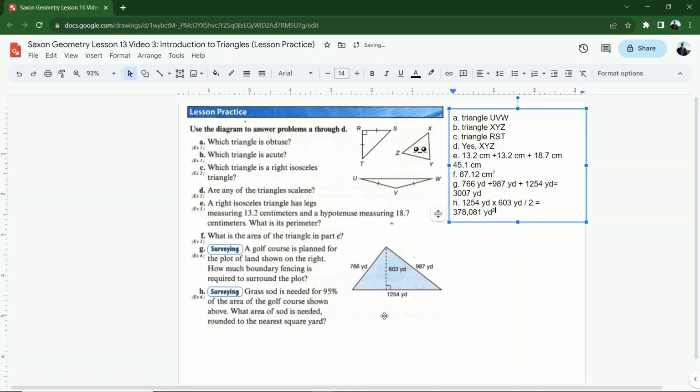All right. And then the next thing I have to note is only 95% of this area needs to be covered by grass sod. What am I going to do? I'm going to multiply this times 0.95. And that'll give me the 95% of that area that needs to be covered in sod. I keep saying seed, grass sod. So take my number times 0.95, which is the same as multiplying by 95%, and I get 359,177 square yards need to be covered in sod.